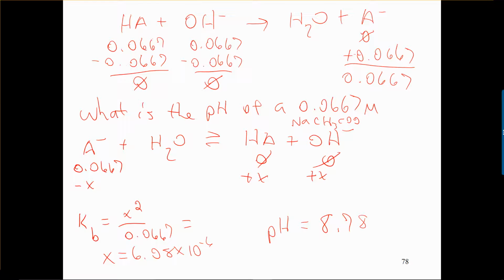6.08 times 10 to the negative 6. Okay, this is your OH minus ion concentration. Take the negative log of it. We got it from Kb because it's the base constant, and because we have OH here, x is the OH minus. So this x is my OH minus ion concentration. I take the negative log of it, and that'll be my pOH. Then I can find my pH by subtracting the pOH from 14.